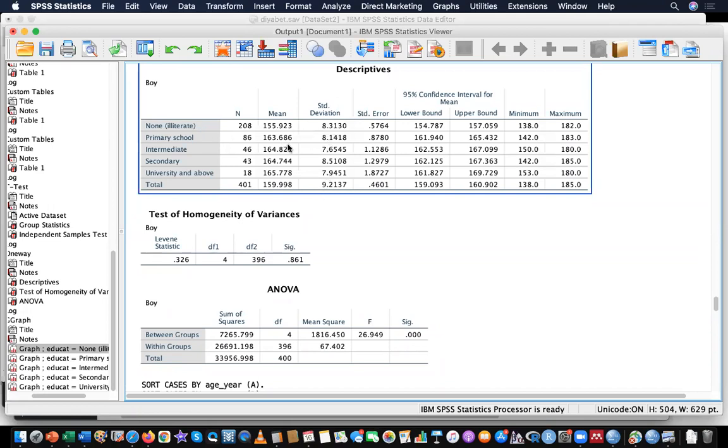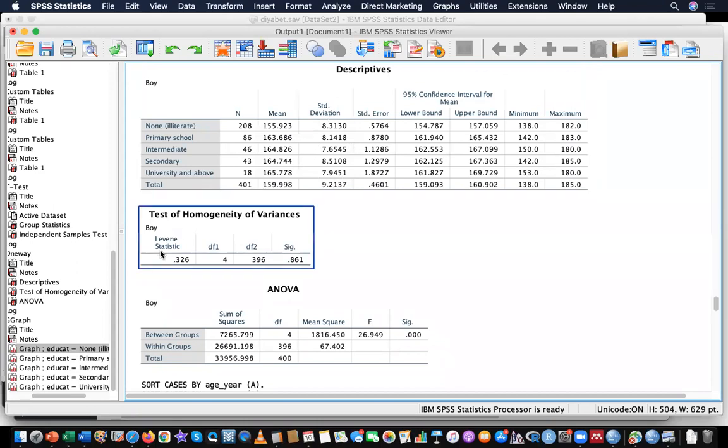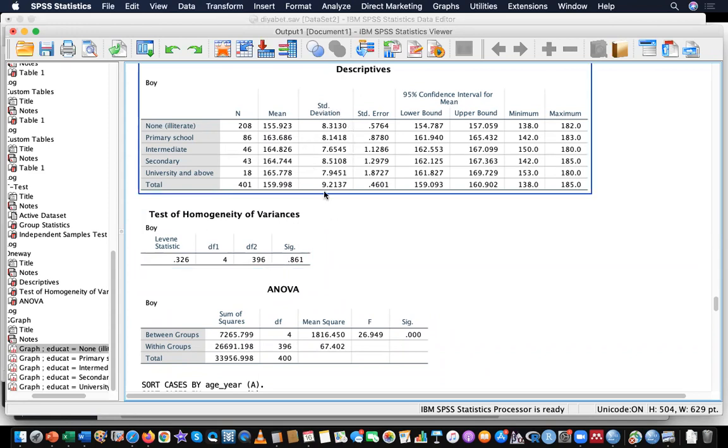The variances in the first group is 8.3, then 8.1, 7.6, 8.5, 7.9. What do you think? Do they look different? Not so much. We have the Levene test for this, and the Levene statistic says what? Is there a significant, this is the p-value, by the way, significance. Is there a significant difference between the groups? No. If it's more than 0.05, no. Thank you, you agreed. If it is more than 0.05, it means there is no significant difference.